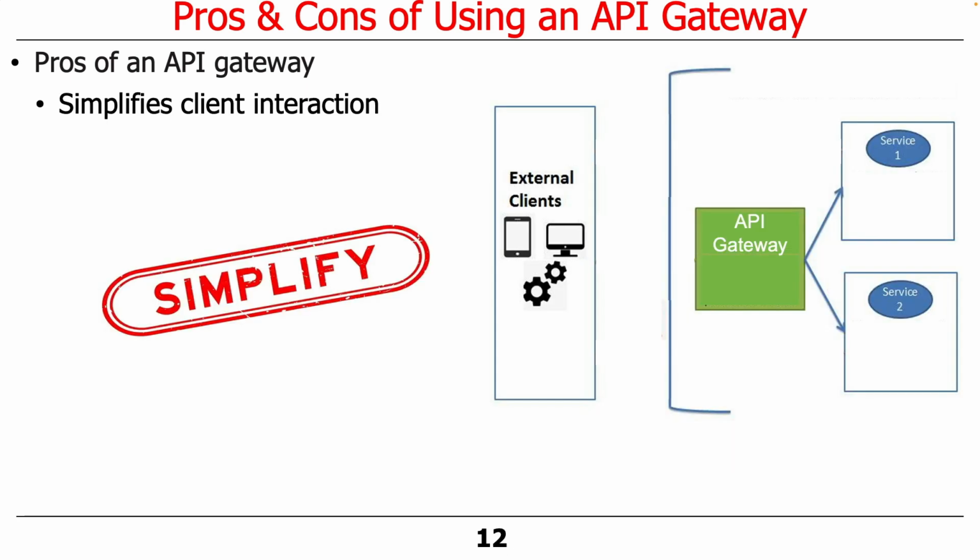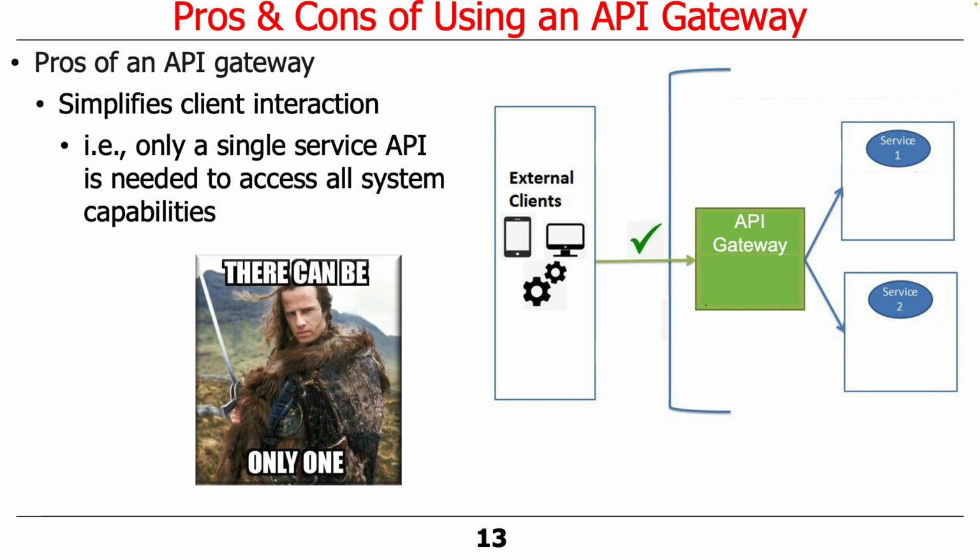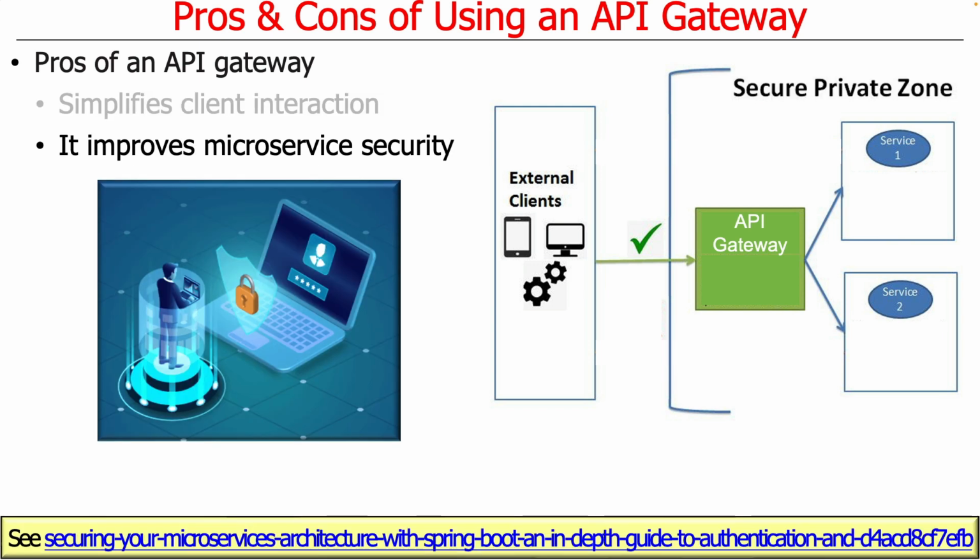So the good thing about an API gateway is it simplifies the client because they have one-stop shopping. They only have to talk to one thing. So there's only a single service API that's needed to access all the system capabilities. So that means there's less complexity on the client side. Keep in mind the clients are typically things like web browsers or mobile apps and so on. It could be desktops too, I suppose.